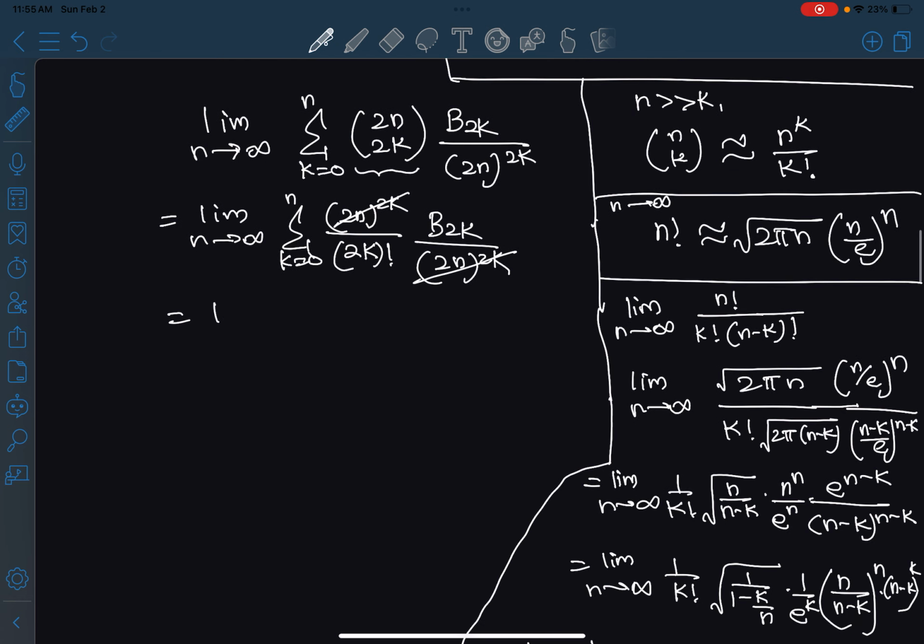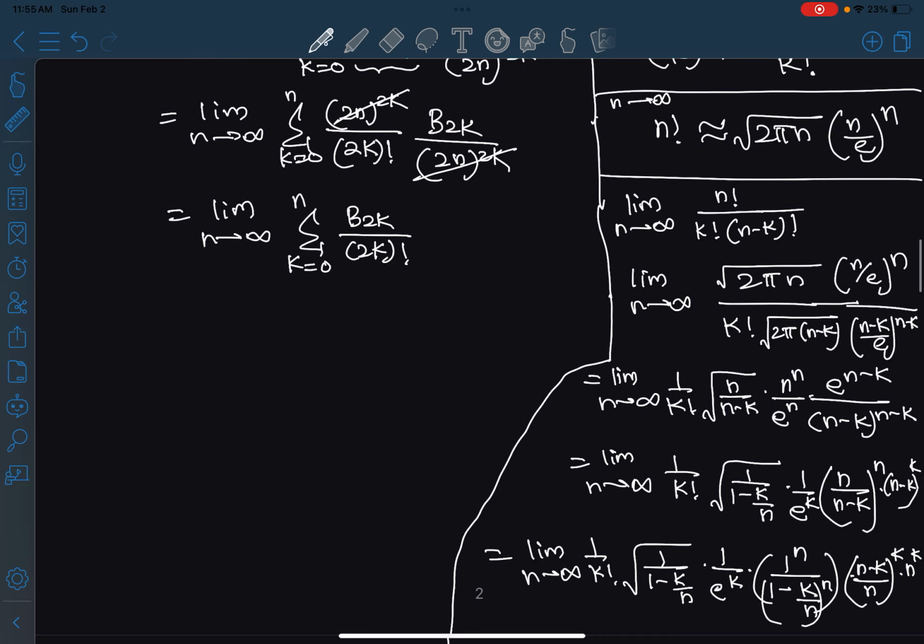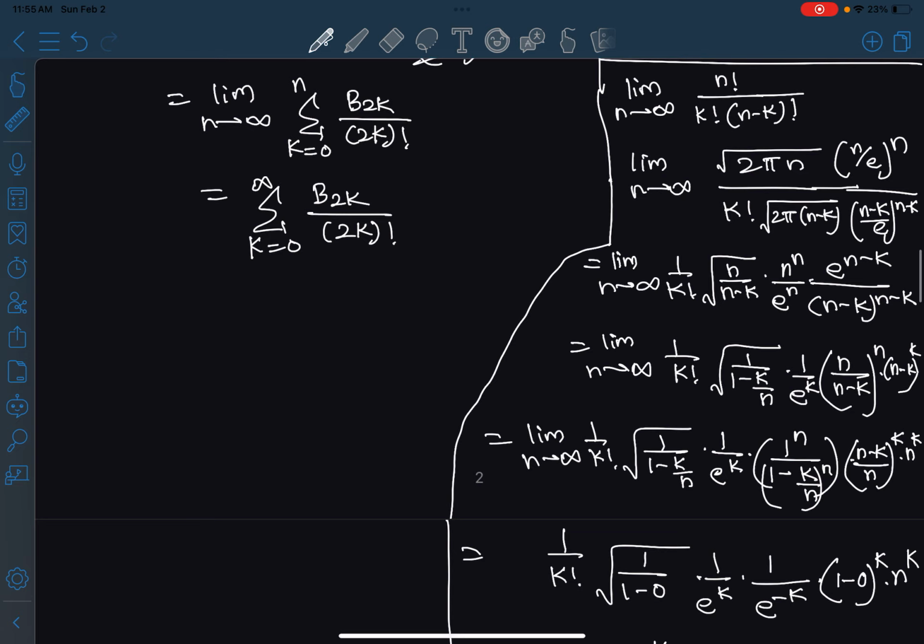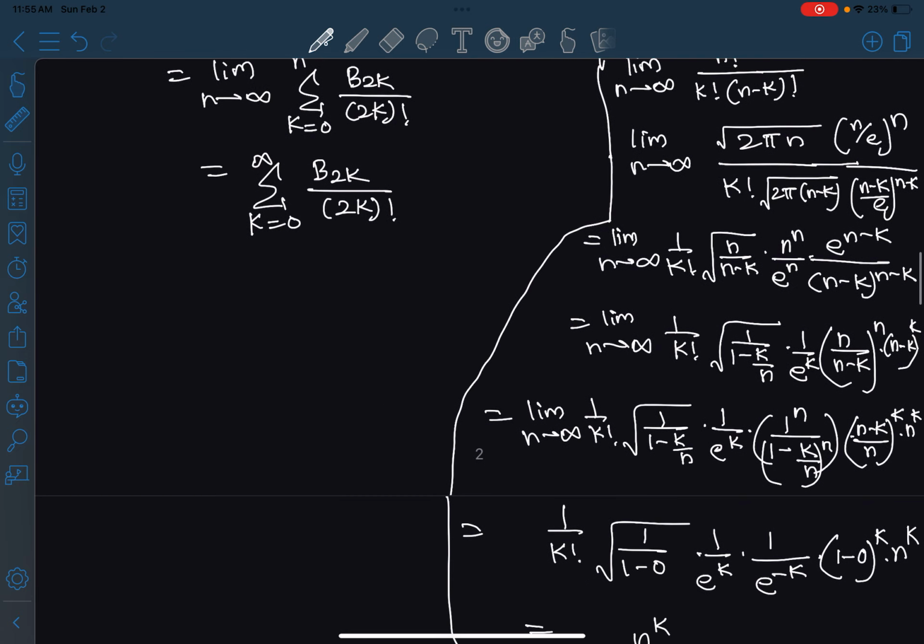And then now we have this limit as n goes to infinity, sum from k equals 0 to n of b sub 2k by (2k)!. So basically this is the same as, since n is going to infinity, we want to sum from 0 to infinity of the even Bernoulli numbers, right? Now I already told you that there's a generating function for the Bernoulli numbers, right?